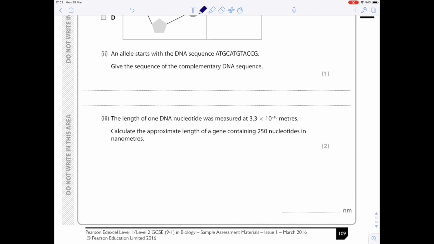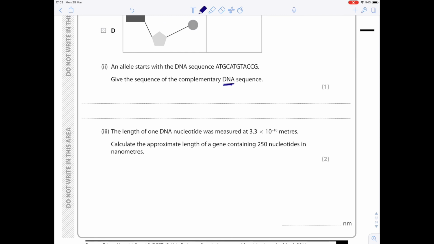An allele starts with a DNA sequence, A, T, and so on. Give the sequence of the complementary DNA sequence, and notice that it's the DNA sequence. Remember that adenine binds to thymine, cytosine binds to guanine, so the straight letters go together and the curly letters go together. So to find the complementary DNA sequence, I'm going to write it above. So that would be TACG, TACA, TGGC, and then just copy it straight down to avoid making any errors.